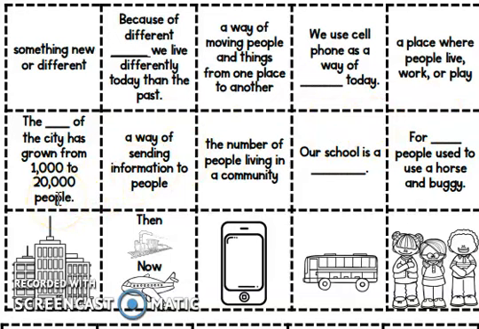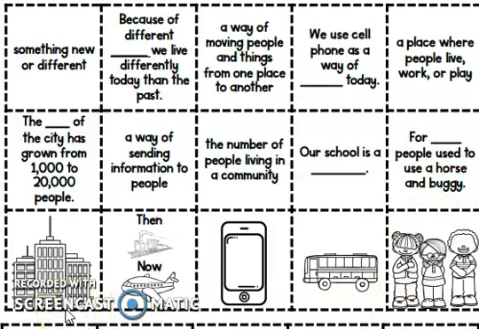The blank of a city has grown from 1,000 to 20,000 people. Which word means that an area is growing with more people? A way of sending information to people. Which word tells us that we can send information to each other? The number of people living in a community. I'm going to look at my study cards and see which word means the number of people living in a community. Our school is a blank. My study card showed me what our school is considered. For blank, people used a horse and a buggy. So this is a way people got around. Which word means people getting around?